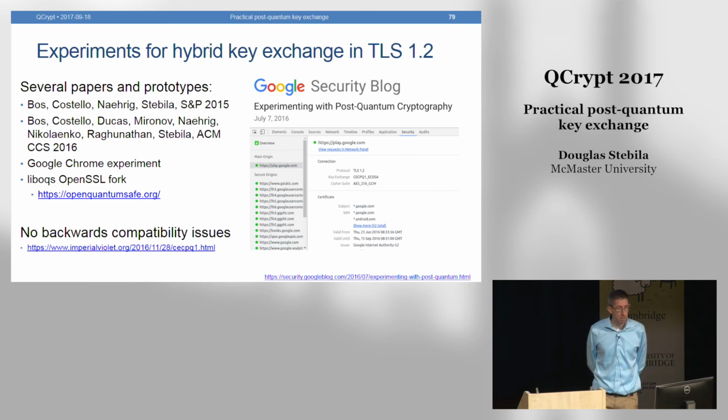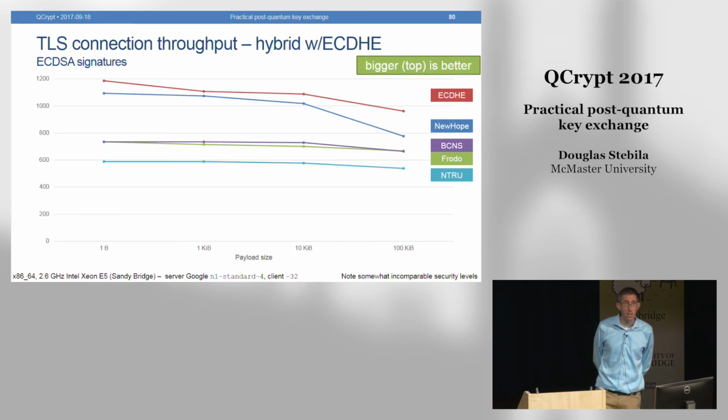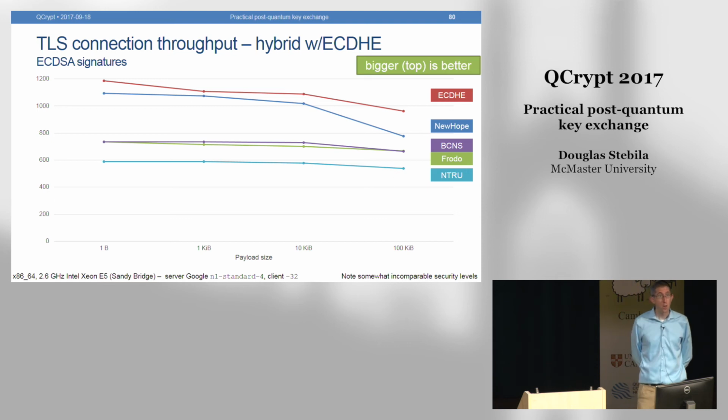So we did one experiment on measuring the throughput of TLS with hybrid cipher suites. In this graph, what I'm showing you on the y-axis is the number of connections per second at a web server. And on the x-axis, we're seeing the size of the web page being downloaded, from 1 byte up to 100 kilobytes. So the more connections per second, the better. Higher is better on this graph.